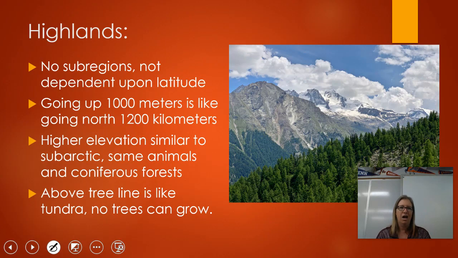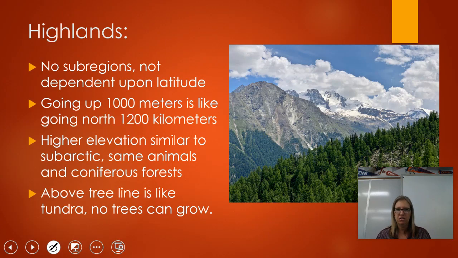And it says going up only 1,000 meters is the same as going north 1,200 kilometers, okay? So that's a big difference there. If you look at the latitude, the farther north you get, and the farther south you get below the equator, the farther away from the equator you get, the more moderate the temperature is. The closer to the poles you get, the colder it becomes. But you have to go 1,200 kilometers to find the same difference in climate as just going up 1,000 meters in altitude gives you, okay?